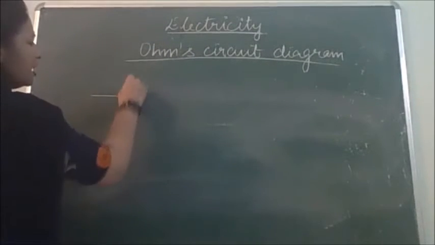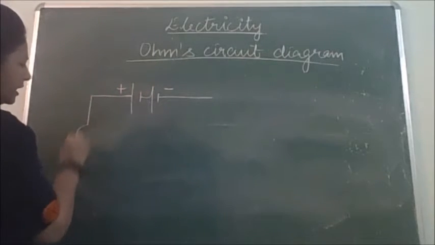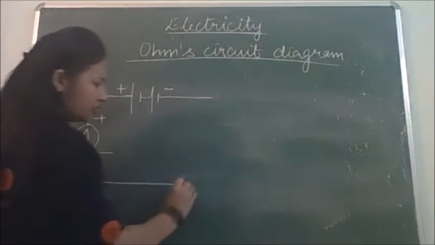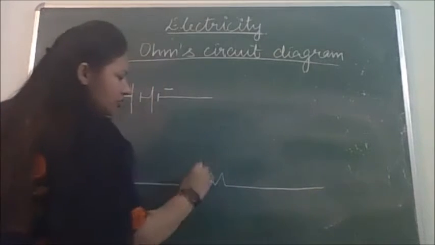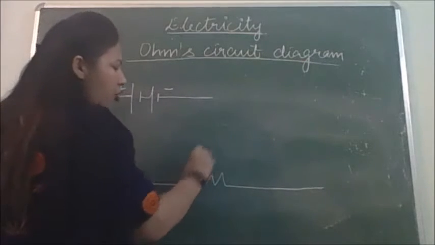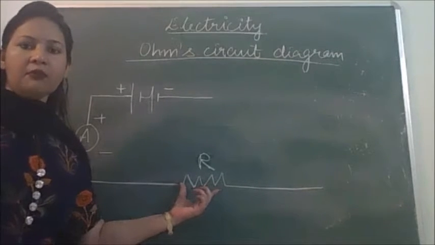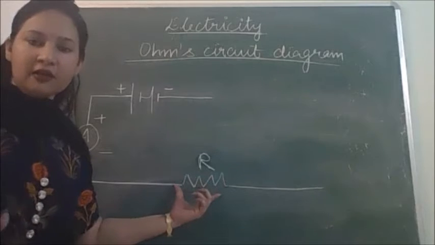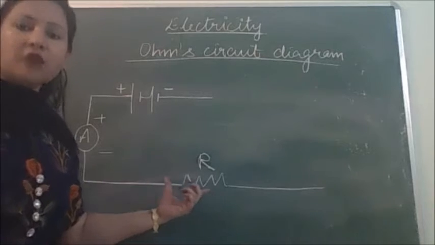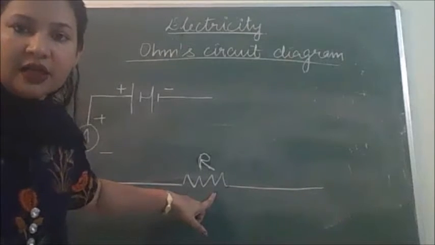So first we connect a battery, then we connect an ammeter. You know, this is the symbol for ammeter. Then we connect a fixed resistance here. Actually, what is the purpose of Ohm's experiment? Ohm's experiment is actually used to find this unknown resistance. Between these two points, we can connect a wire or a bulb whose resistance we want to calculate. So the purpose of Ohm's experiment is to find this unknown resistance, this fixed resistance, right?